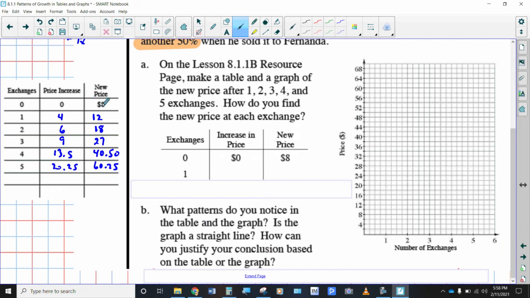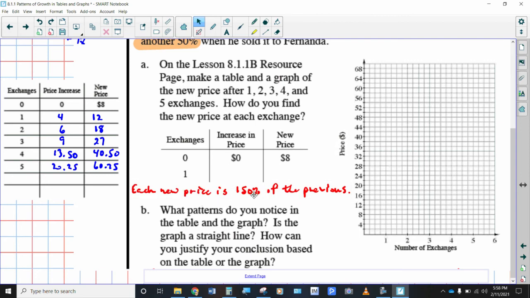Because we're starting off with $8 and it goes up by 4, but then it goes up by 6, then it goes up by 9, then it goes up by 13.50. I should put the 0 in there. Then it goes up by 20.25, and it's going to continue growing by a little bit more every single time. So it's non-linear, this particular growth. So what does it say? How do you find the new price in each exchange? Well, each new price is 150% of the previous price.